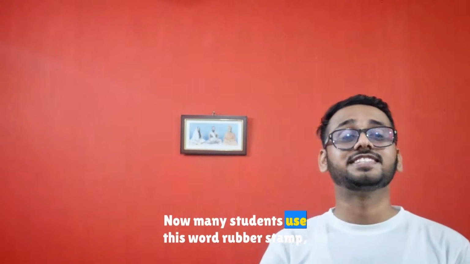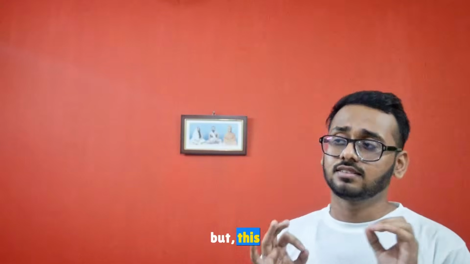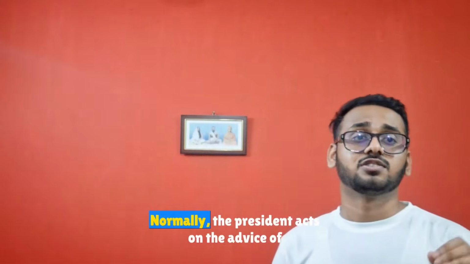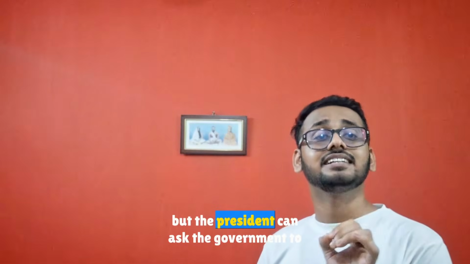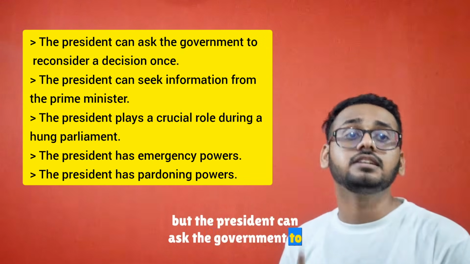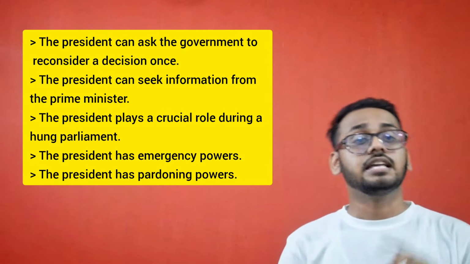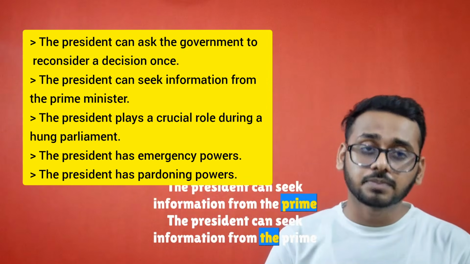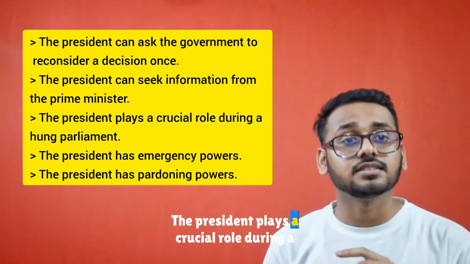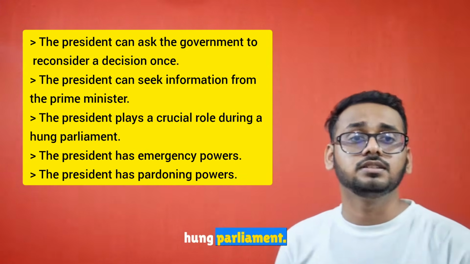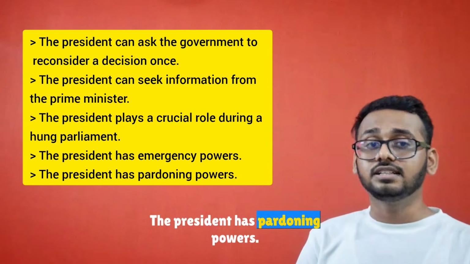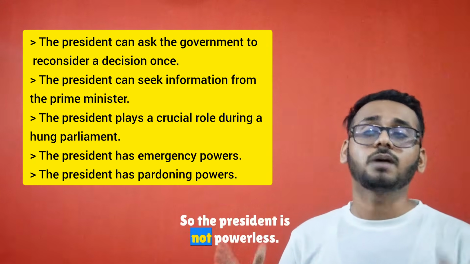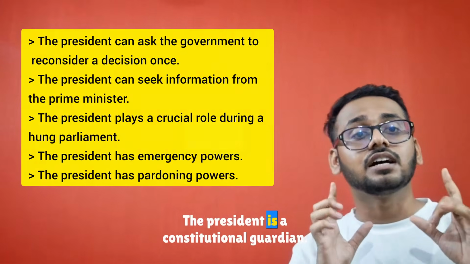Now, many students use the word rubber stamp, but this is not fully correct. Yes, normally the President acts on the advice of the Council of Ministers, but the President can ask the government to reconsider a decision once. The President can seek information from the Prime Minister. The President plays a crucial role during a hung parliament. The President has emergency powers. The President has pardoning powers. So the President is not powerless. The President is a constitutional guardian.